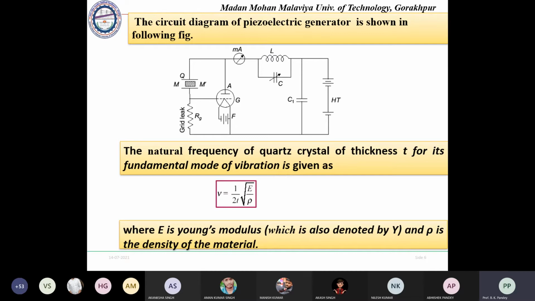The natural frequency of a quartz crystal of thickness T for its fundamental mode of vibration is given as nu equals 1 upon 2T times the square root of E upon rho, where E is the Young's modulus and rho is the density of the material.